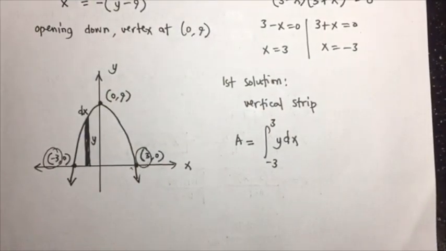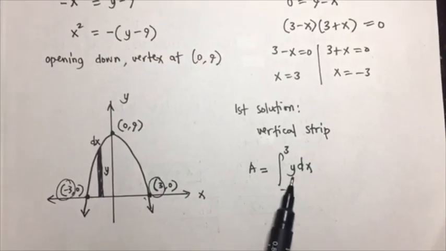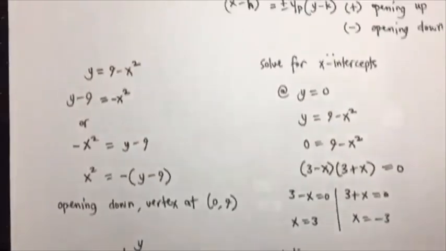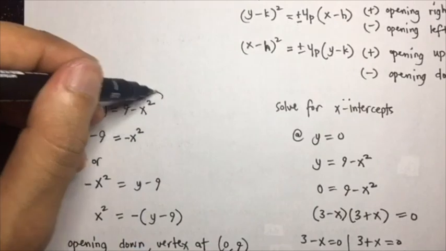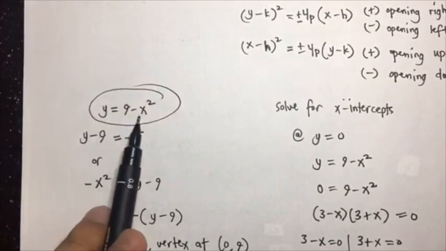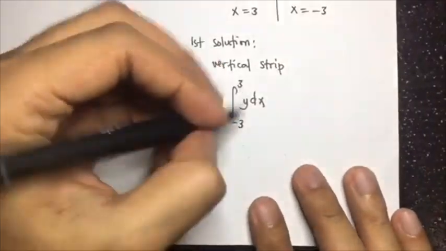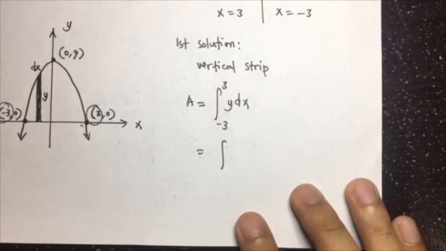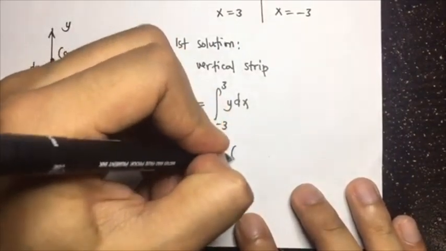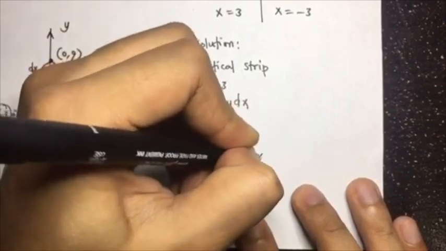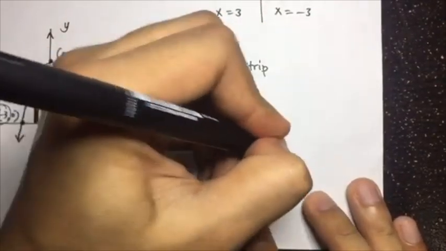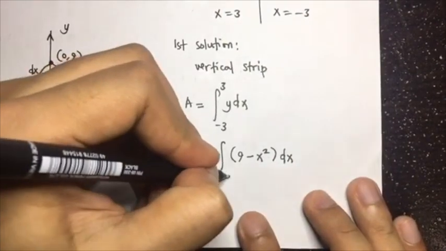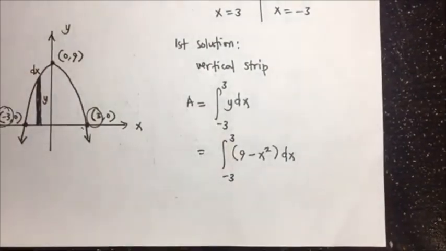Expressing y now in terms of x, y is equal to 9 minus x squared. Since y is equal to 9 minus x squared, this will now become the integral of 9 minus x squared dx from negative 3 to positive 3.